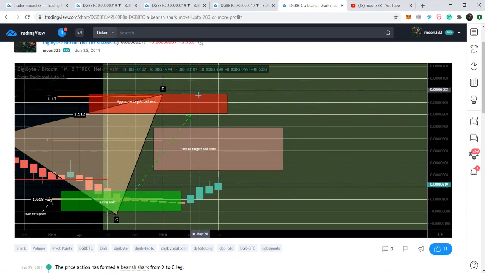So this is the aggressive target sell zone, and this is the secure target sell zone. You can also sell here, or you can wait for the price action to enter at this level. I'm also sharing the buying and sell targets in the video's description. You can find them there. So this was the update so far for DGB.